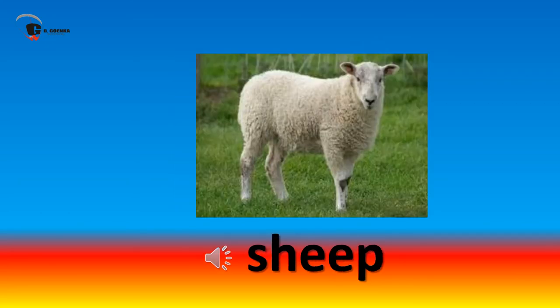Next farm animal which we will do is sheep. You can see the picture of sheep. 2 eyes, 2 ears, 4 legs. Yes, this is a sheep.